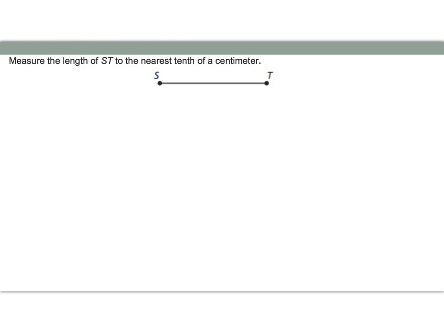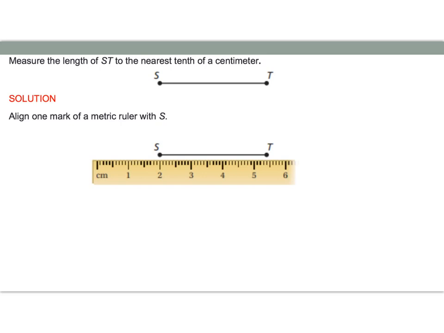Our first example says to measure the length of ST to the nearest tenth of a centimeter. So to go ahead and do this, I always start out with the point on the left. You can do the right if you choose, but essentially I'm going to take point S here and line it up with one of the numbers on this ruler. Now in this case we are using a metric ruler. We are measuring in centimeters here, and if I line S up with the number 2 and I look at letter T here, I can see that it ends at something around 5.4 centimeters.